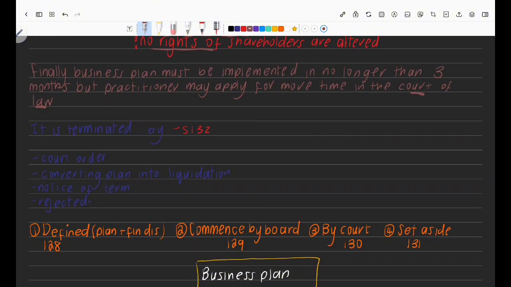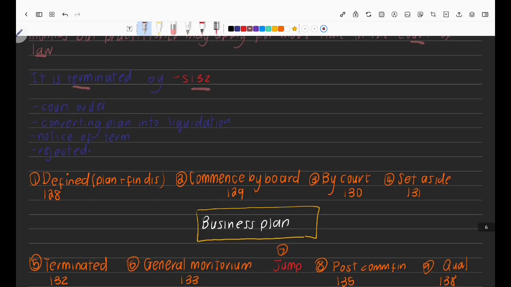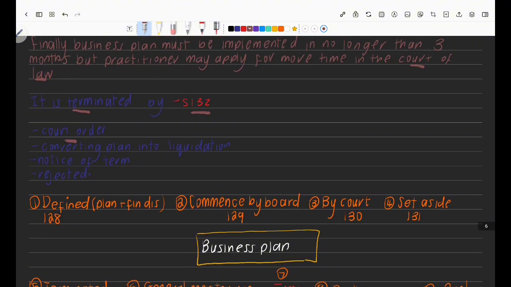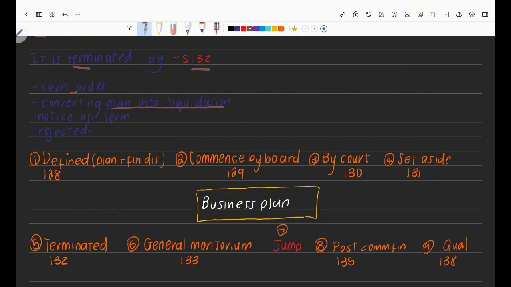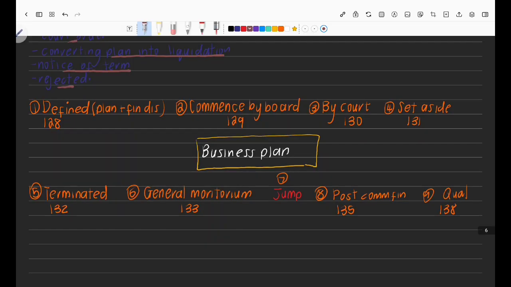And how can we then terminate? Terminate means bring it to an end, right? After implementing it, bring it to the end. Unlike setting aside, which means before it's even implemented, how do we make sure that it's not implemented? Terminated means it was put in place, and now we want to stop that, right? And this is covered by section 132. This can be done by a court order, or by converting the plan into liquidation. So we see along the way that the plan is not working and we turn that plan into liquidation, right? Or by notice of termination, or if the plan is rejected, right?